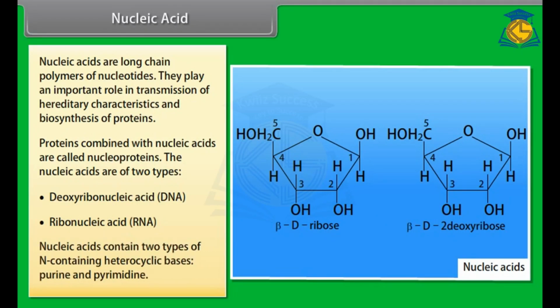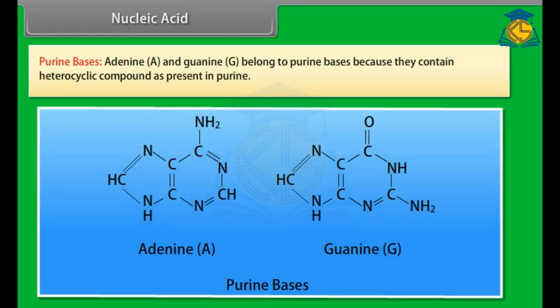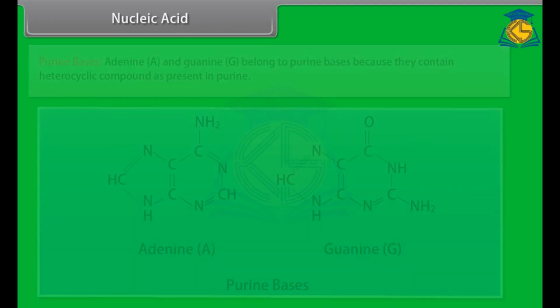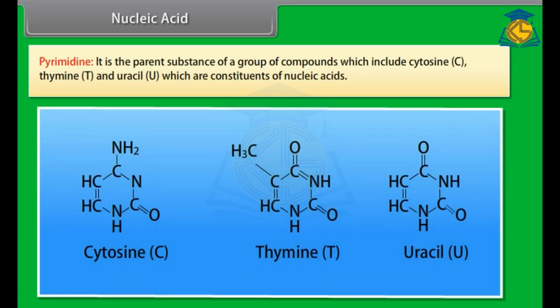Nucleic acids contain two types of N-containing heterocyclic bases, purine and pyrimidine. Purine bases: adenine and guanine belong to purine bases because they contain the heterocyclic compound as present in purine. Pyrimidine is the parent substance of a group of compounds which include cytosine, thymine, and uracil, which are constituents of nucleic acids, DNA and RNA.